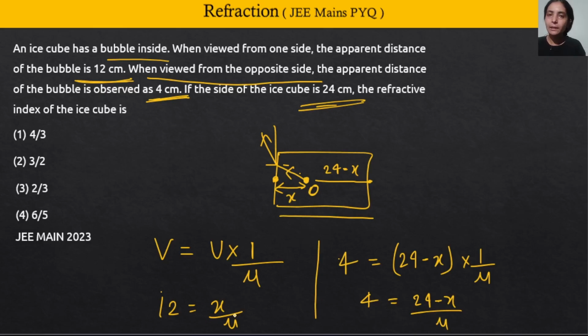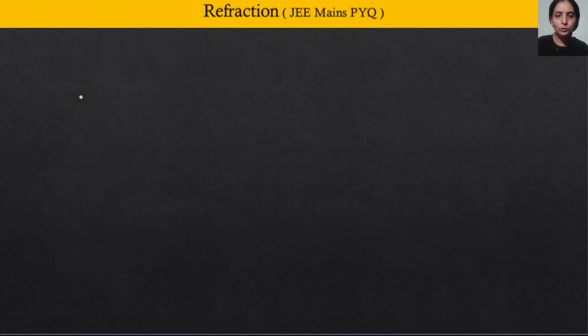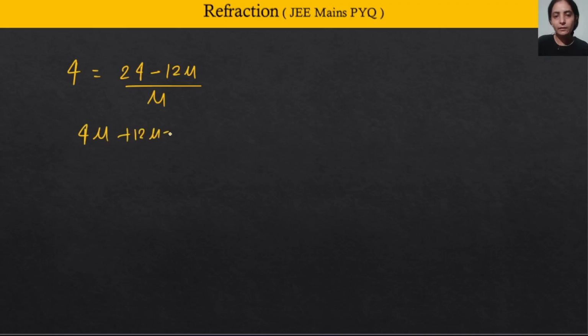Done? You can put the value of x from here, right? x is equal to 12 mu. Let us put that value. So 4 is equal to (24 minus 12 mu) divided by mu. Done it? So 4 mu plus 12 mu is equal to 24. So mu is equal to how much?